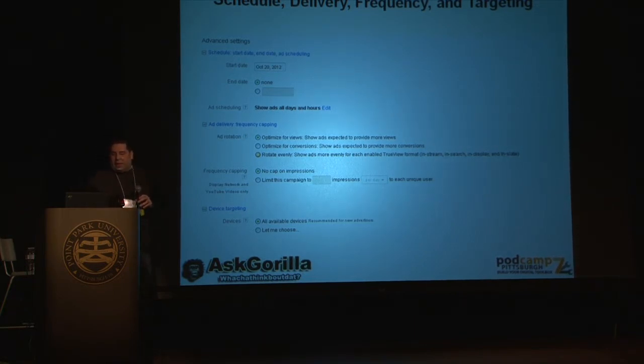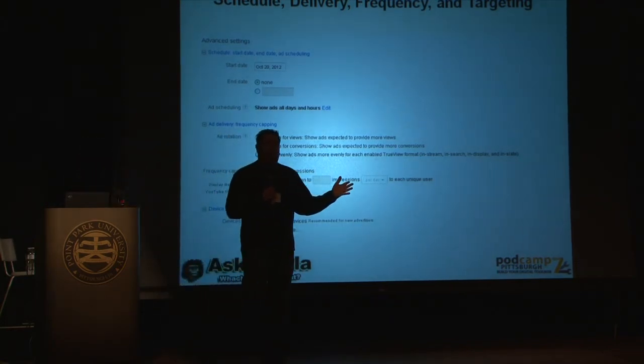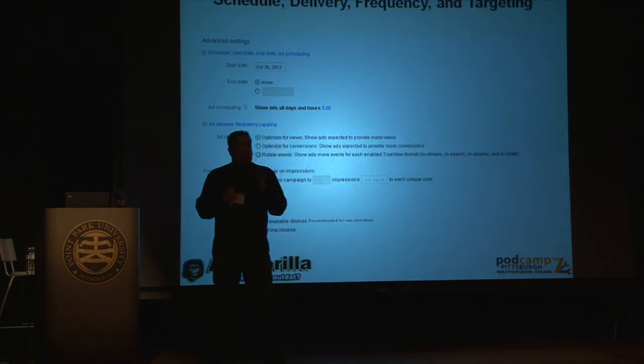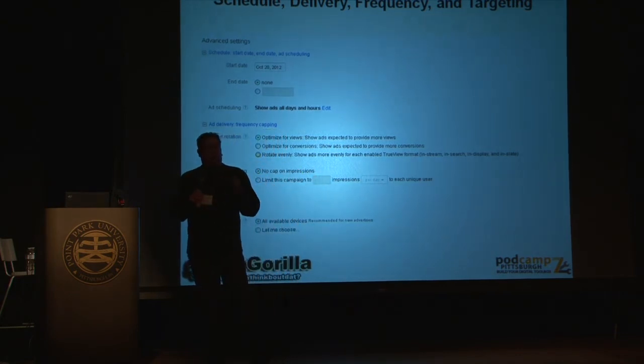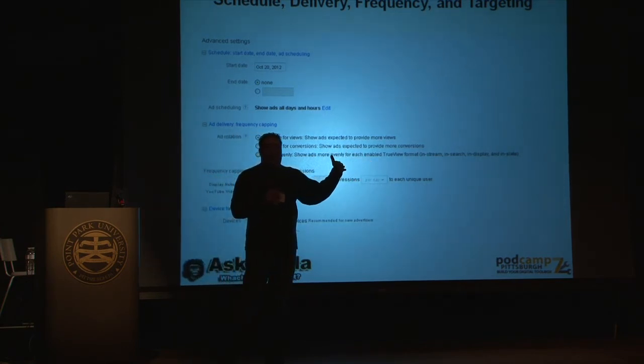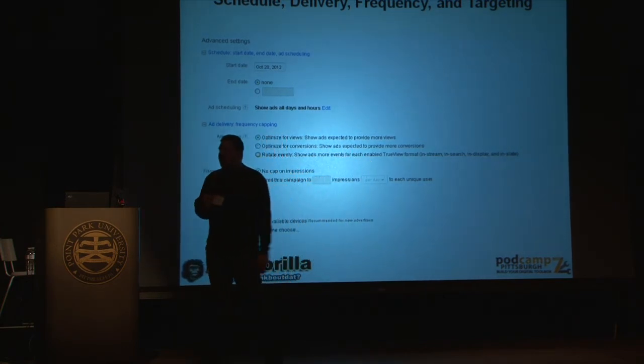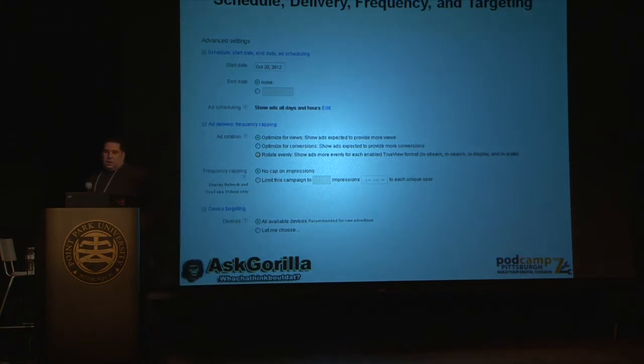So the final stage, we're going to schedule, deliver, the frequency, and the target. We're going to set these things. So when do you want this to run? If you know you have a specific campaign, a specific event, like Podcamp's coming up, I may want that to end tomorrow night and not think about it. So I can schedule it to end. Or if I know I have an event coming up in 6 weeks and I don't want it to start running for a couple weeks, I can start it in 2 weeks from now.